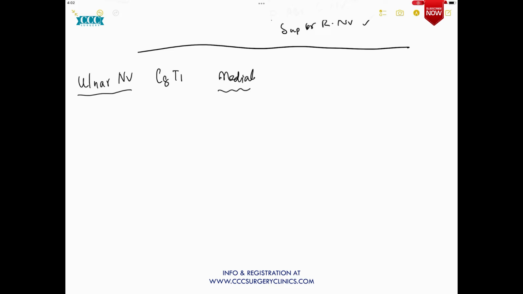It descends in the posterior medial aspect of the humerus, goes posterior to the medial epicondyle, and enters the anterior compartment of the muscles of the forearm and supplies the flexor carpi ulnaris and the medial half of the flexor digitorum profundus. Flexor carpi ulnaris, medial half of the flexor digitorum profundus.